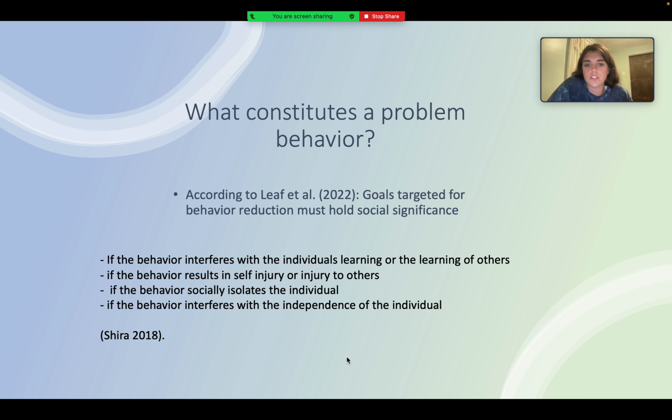If the behavior socially isolates the individual, so just not being able to be social out in the real world, and you're just isolating yourself, and stuff like that. If the behavior interferes with the independence of the individual too, because ultimately we want the individuals to be independent in what they learn in ABA.